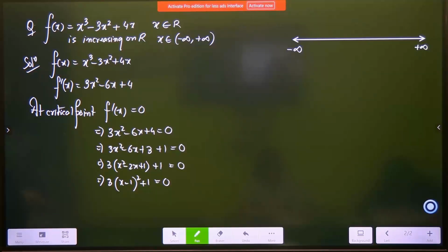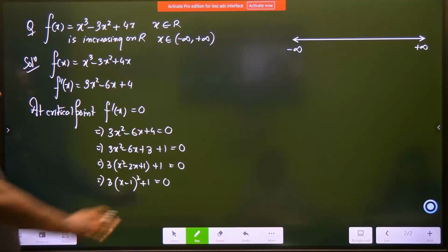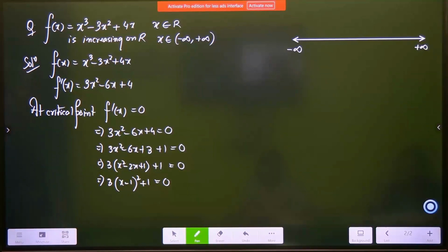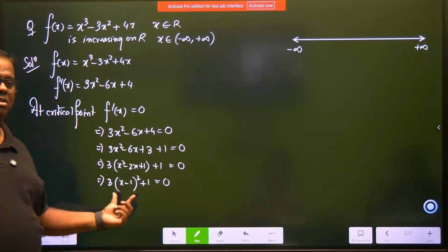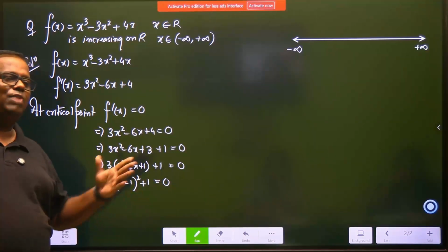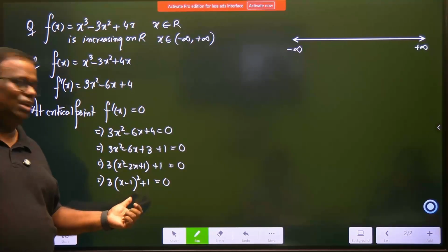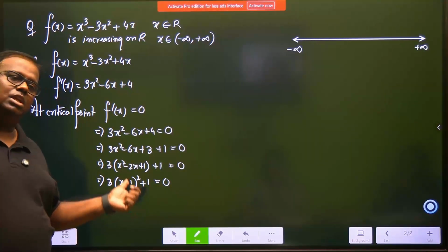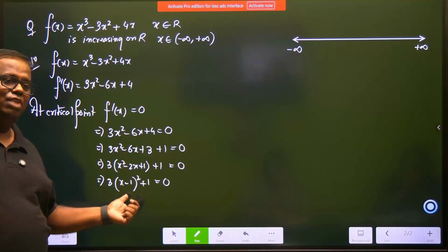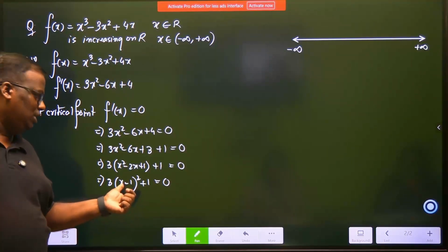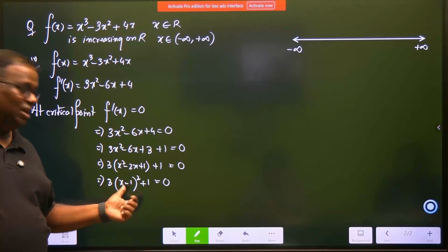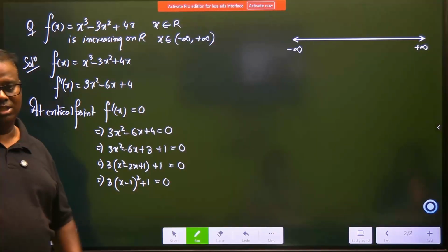This is a very weird problem. This value will always be greater than 0. Why? This is x minus 1 whole square. Whatever value of x you put, let's take any two random values. If you put 2, it is greater than 0 because it's a square. If you put minus 2 also, this will give you positive. And if you put 0, it's also giving you positive. So this value is always greater than 0.